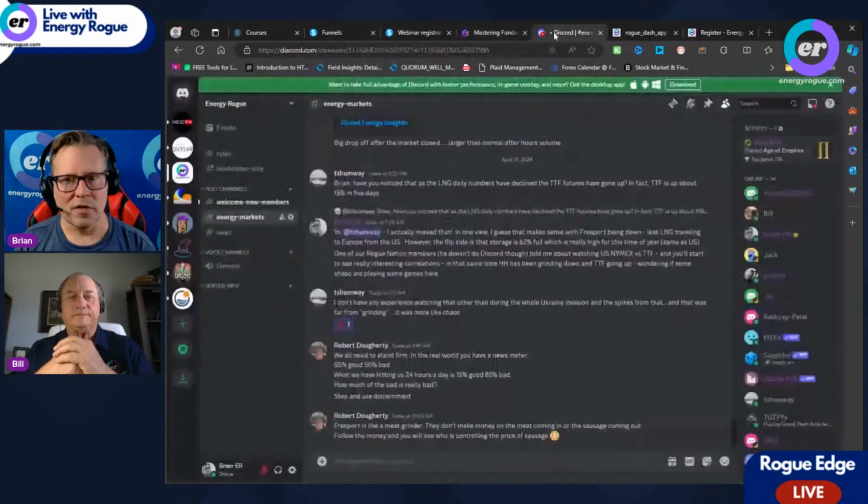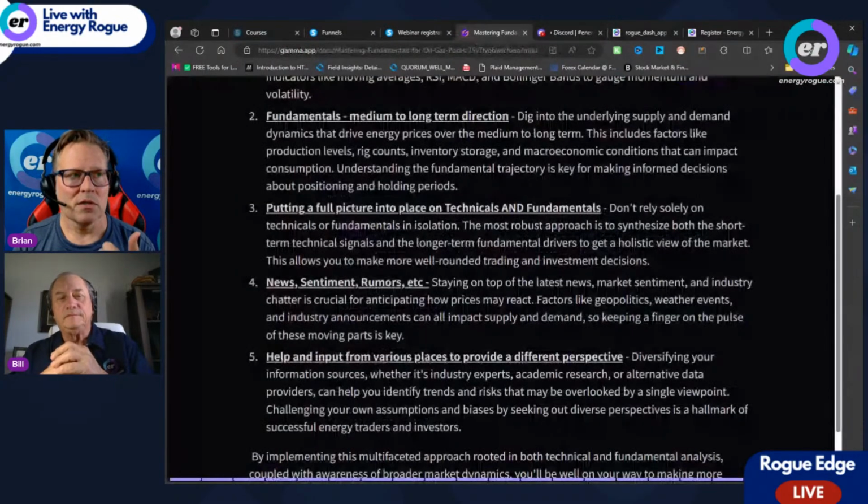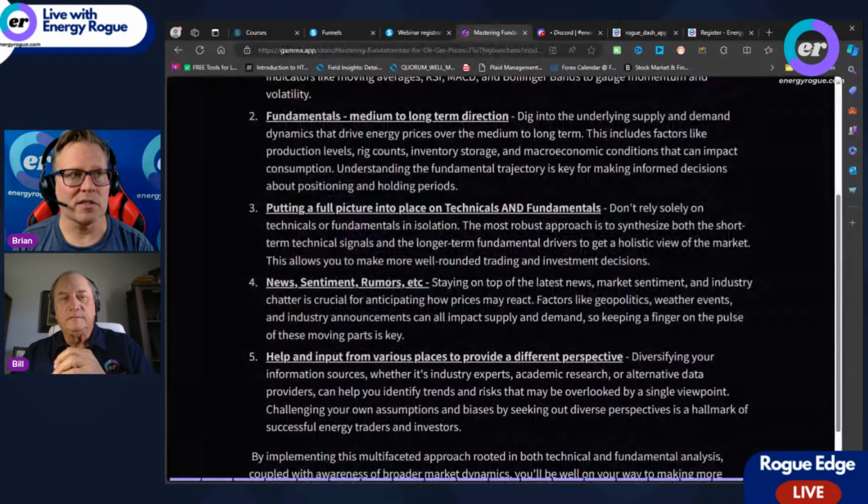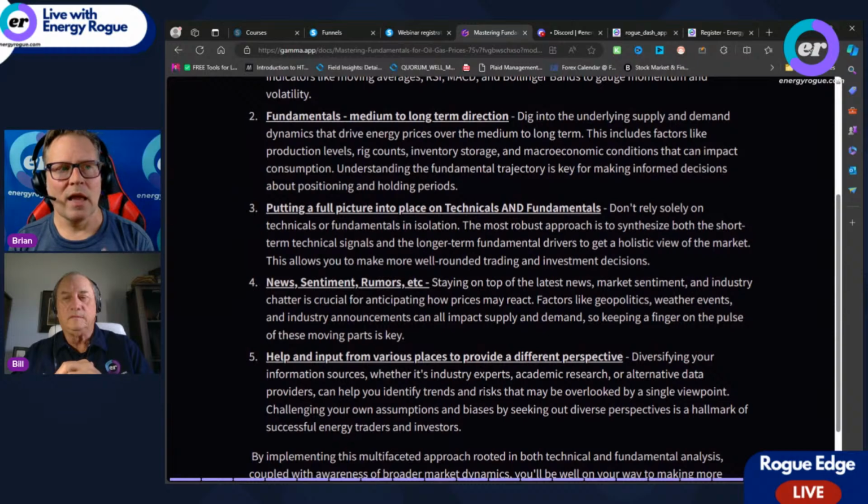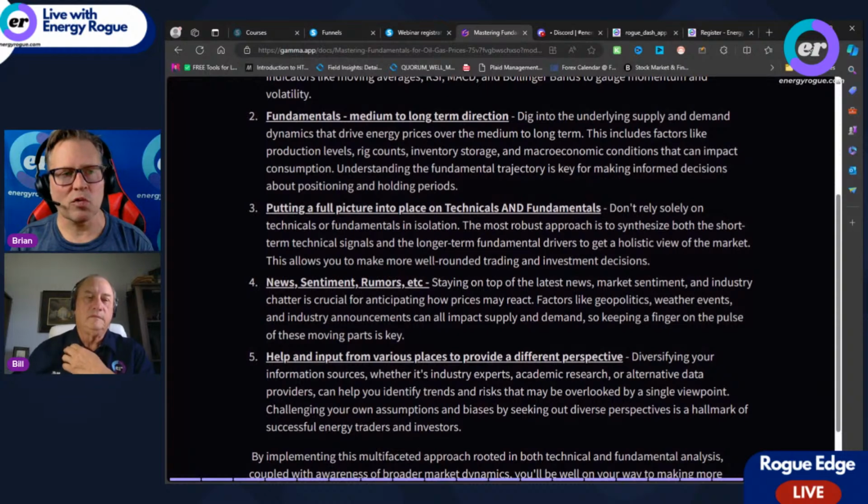So these are the things that are important to understand, so that if you are investing in energy, if you're trading in energy, you need to look at the technicals, you need to look at the fundamentals and put those into place. And then you should get input from various places, various resources, because one opinion is not ruling.